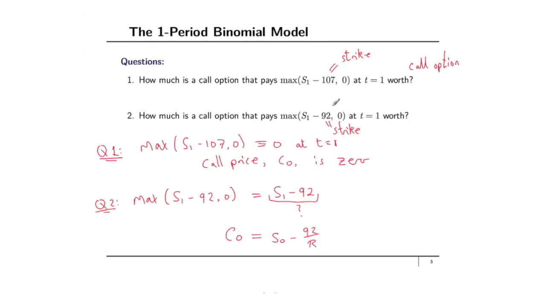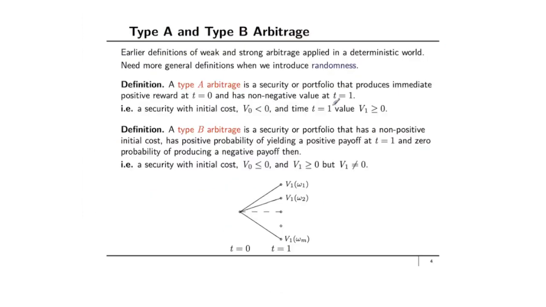In order to answer that, I actually need to introduce, first of all, some ideas of type A and type B arbitrage. And we're going to need these more general definitions. These are more general than the earlier definitions of weak and strong arbitrage that we used in the deterministic world. We're going to need them because we're introducing randomness into our models. So we have the following two definitions.